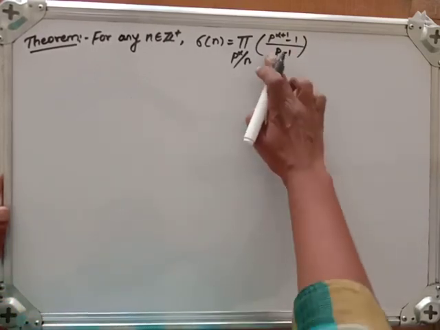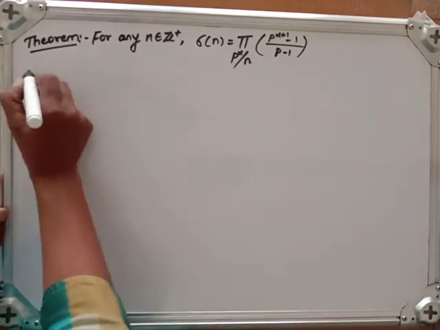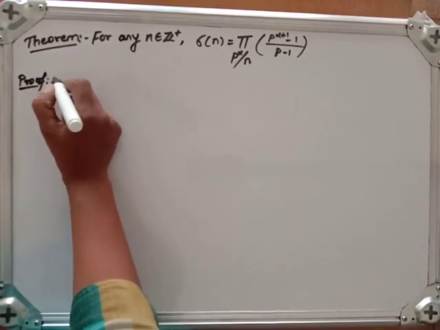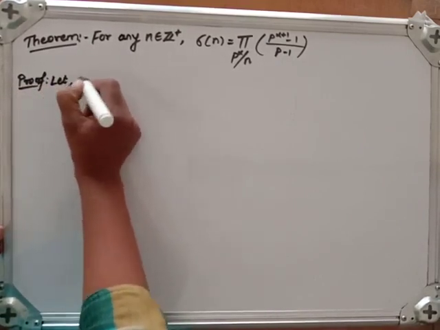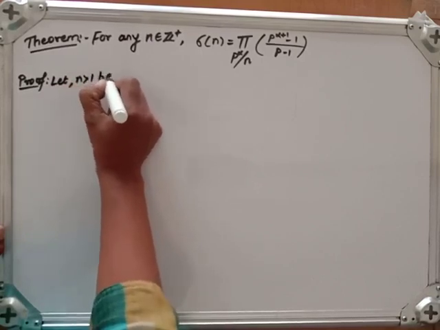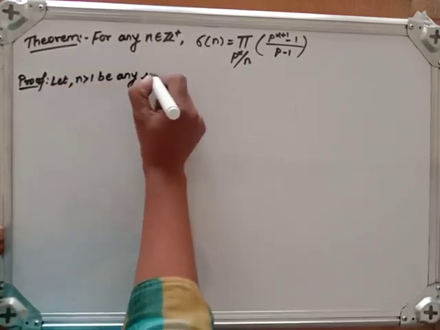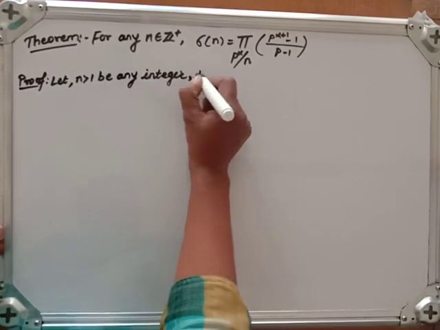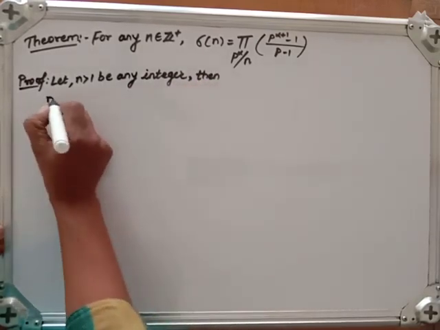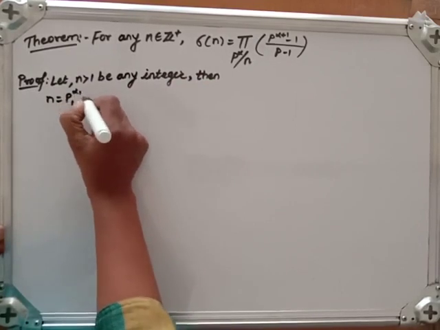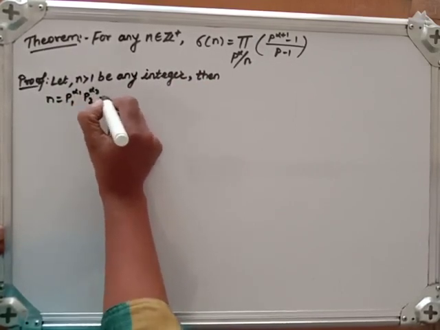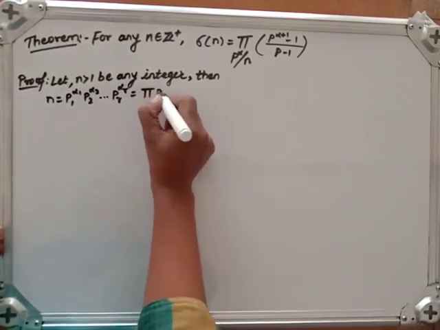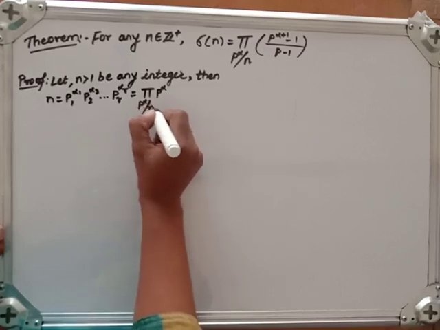Okay, now the proof of this. Let n greater than 1 be any integer, then n equal to p1 raised to alpha 1, p2 raised to alpha 2, and so on up to pr raised to alpha r. That is product of p raised to alpha where p raised to alpha divides n.